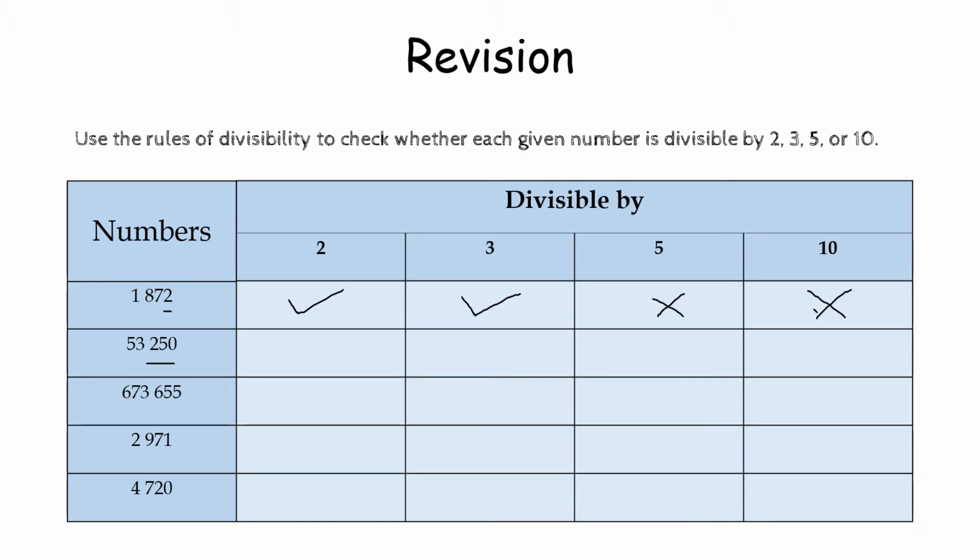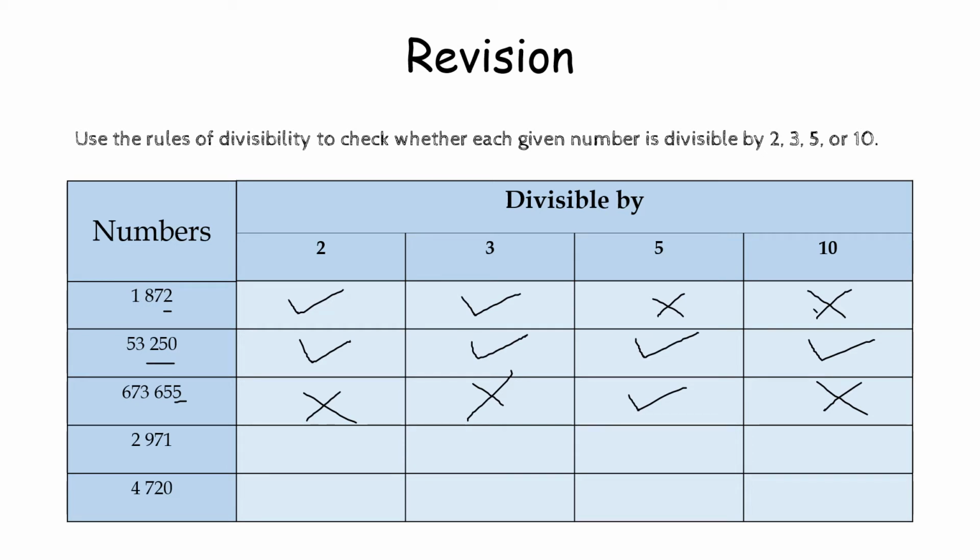Okay, the next one, the last digit is 0, so it is divisible by 2. For 3 we have to take the sum. The sum is 15, which is divisible by 3, so this number is divisible by 3. This number is divisible by 5 because the last digit is 0, and so it is also divisible by 10. The next number, the last digit is 5, so it is not divisible by 2. For 3 again we have to take the sum, which is 32. So it is not divisible by 3, but it is divisible by 5 because the last digit is 5, and it is not divisible by 10 because the last digit is not 0.